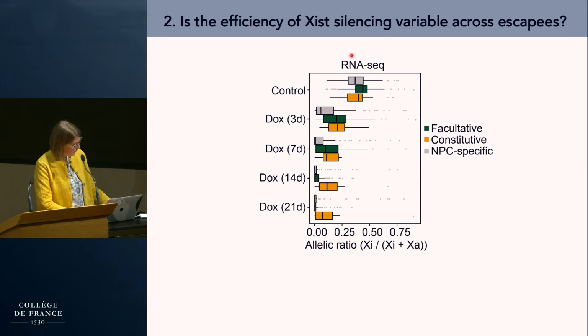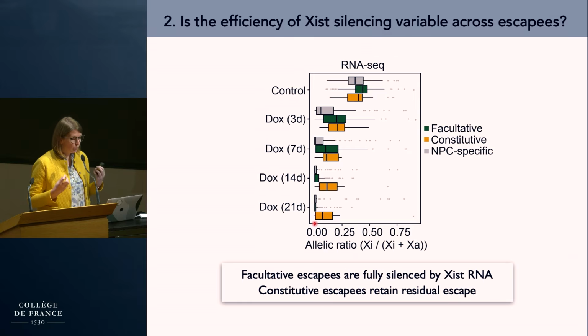So this is the control situation. All these escapees are active because they escape X-inactivation. And if you go down the line up to 14 and 21 days, you see that there is a very big difference in how facultative and MPC-specific genes get completely silenced, while constitutive genes always resist complete silencing. So they really are always remaining on the inactive X chromosome, no matter how much Xist you put.